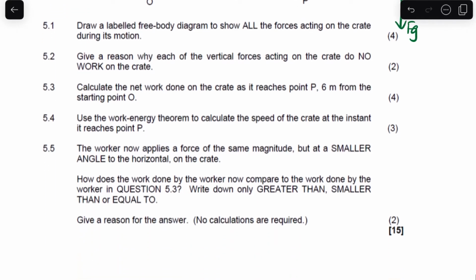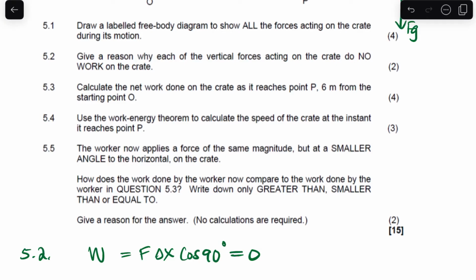Now 5.2 says: give a reason why each of the vertical forces acting on the crate does not do work. So they do no work on the crate, guys, all the time. The answer is that the vertical forces do not do work because they act perpendicular to the displacement. So one option is to say their work done, W = F Δx cos 90°, is equal to 0. You will get the marks when you show that, because they're doing no work.